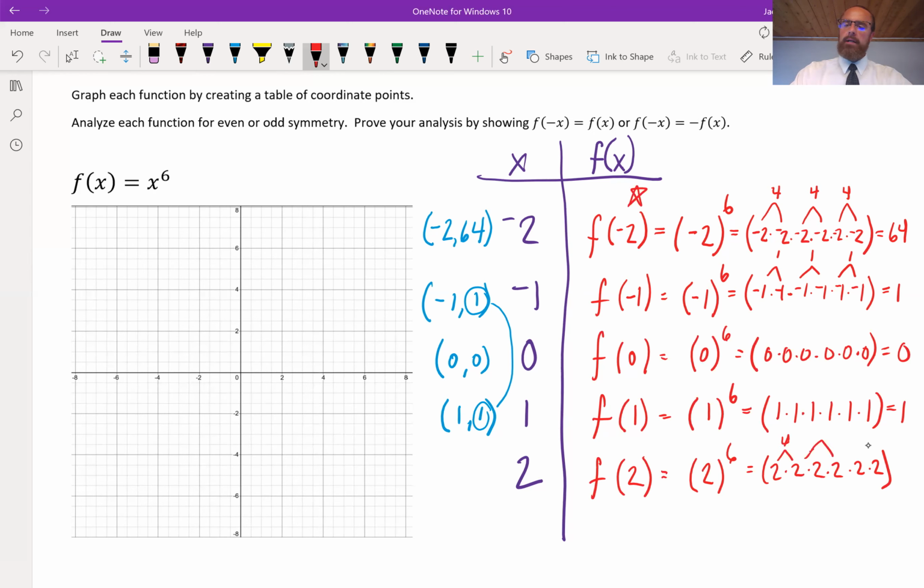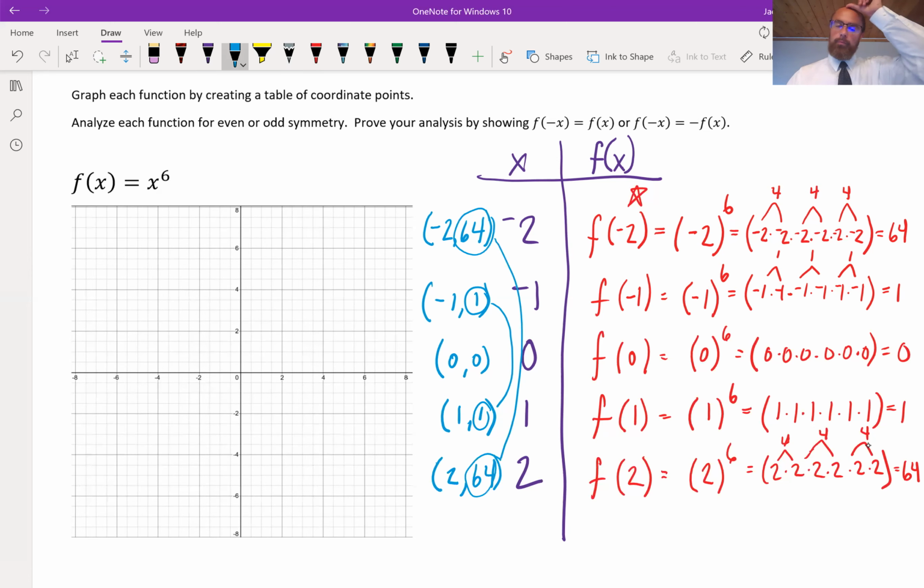Pair these up. I got 3 products of 4. 4 times 4 is 16, times that third 4 is 64. And that does show the same type of symmetry we saw with the -1 and the +1. Positive 2 has the output of 64. So does -2.